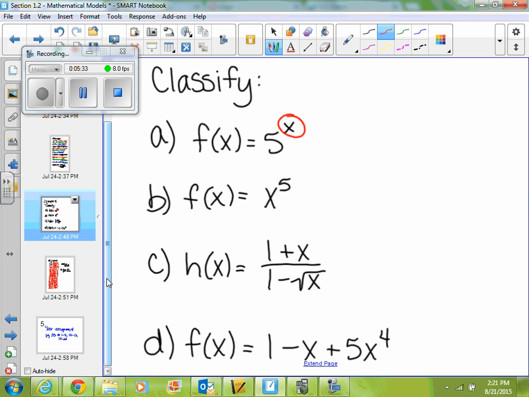Which model matches that? Power? Power is where your exponent is a number. Oh, exponential. Yep. When your exponent is your variable, then we classify that as an exponential function. Okay, so then if I look at part B, x to the 5th, what type of function would that be? Power. Yep, that one would be a power function because your exponent is a number.